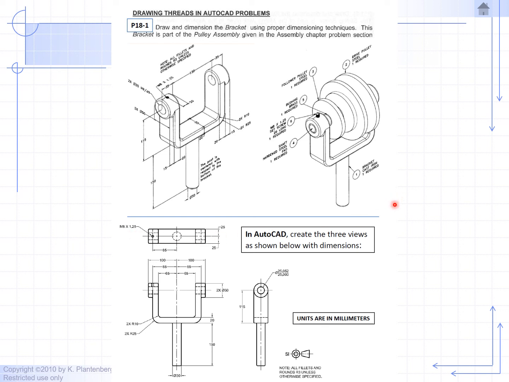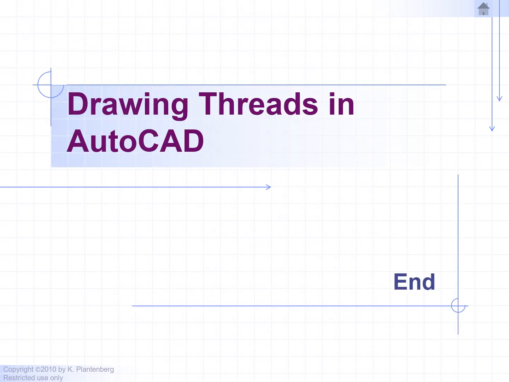All right, so you're going to watch the next video if you need help. Step by step, it'll show you how to create the 3 views, the dimensioning, the thread callout, and also we'll have tolerances, and title block and border will be optional. Next slide. End of chapter 16, Threads in AutoCAD.